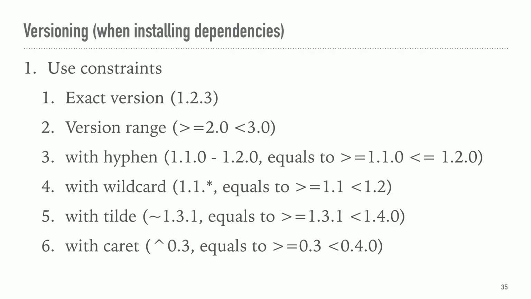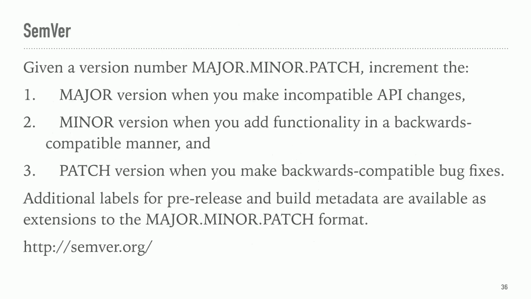With tilde and caret, you would specify a minimum version that you need for your library or your project. So it would not break functionality. Both of them won't break functionality with the next version. So it is going to make more sense if we see the semantic version.